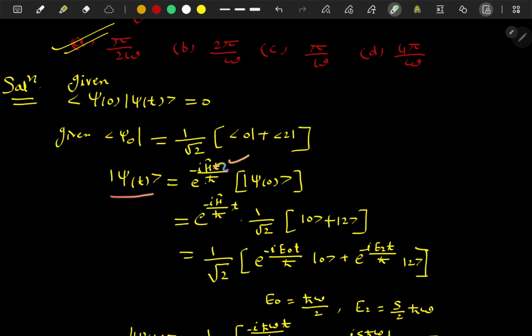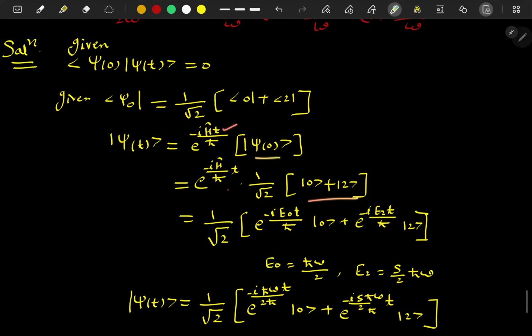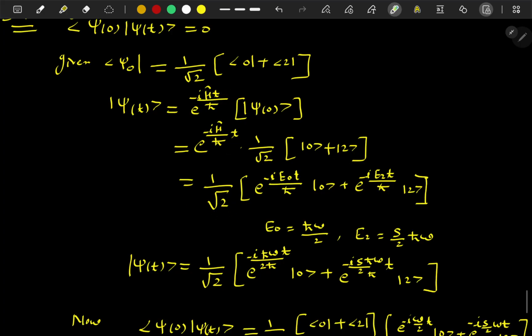We know the time evolution factor is e raised to minus i by h cross, H cap t. Ket psi is given to us, and we are getting bra psi from it. We are calculating ket psi, so just reverse it.